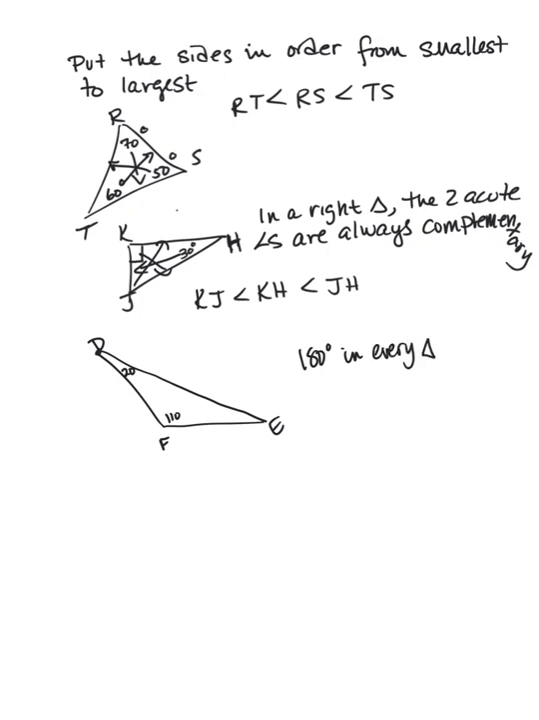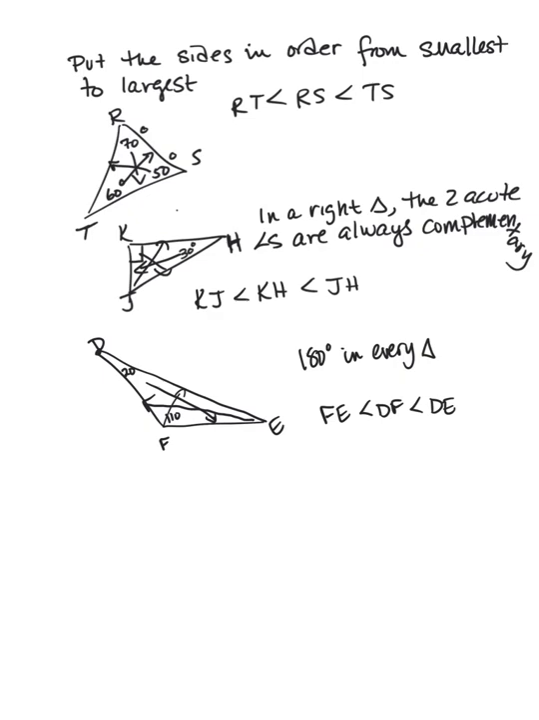So kids, when I put these in order, the smallest side would be across from 20, which would be FE. The middle size side would be across from this 50 degrees, which would be DF. And the largest side is across from 110, DE. That's how that works.